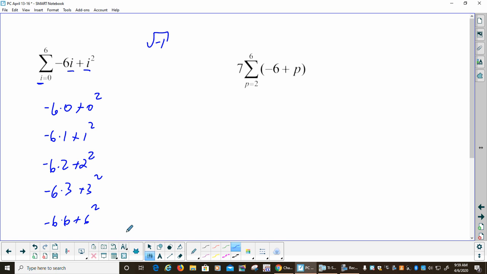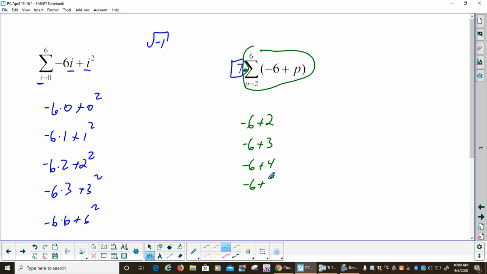Okay? What's different on this one is you have this 7 in front. That's 7 times whatever you get for this answer. Whatever you get for this, just multiply it by 7 when you're done. So you go about it the same way. Fill whatever this beginning number is, fill it in. Negative 6 plus 2. Increase it by 1. Negative 6 plus 3. Negative 6 plus 4. Negative 6 plus 5. Negative 6 plus 6.